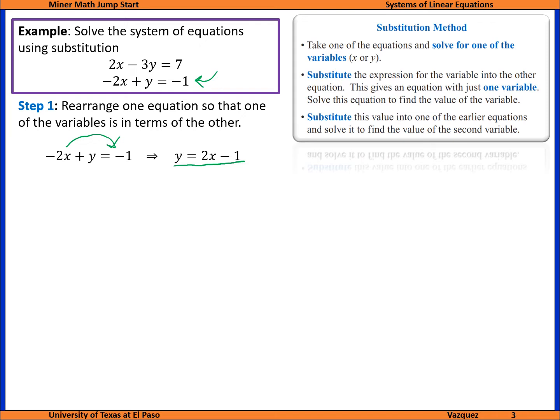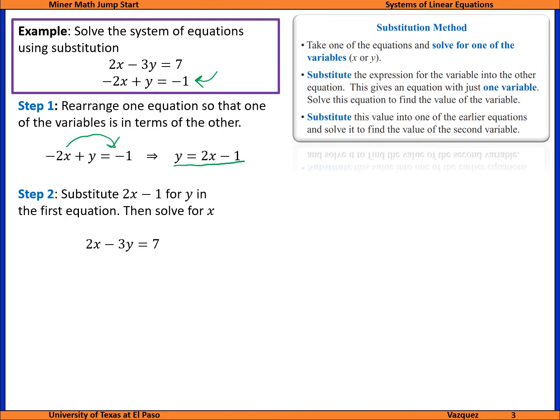We solve for one variable; we don't want both variables, x and y, on the same side. So we have y equals 2x minus 1. Why do we want that? Because now for step 2, we can substitute 2x minus 1 instead of y. Wherever we see y, we can plug in 2x minus 1 and then solve for x. If you need, you can pause at any moment, but let me show you what that looks like.